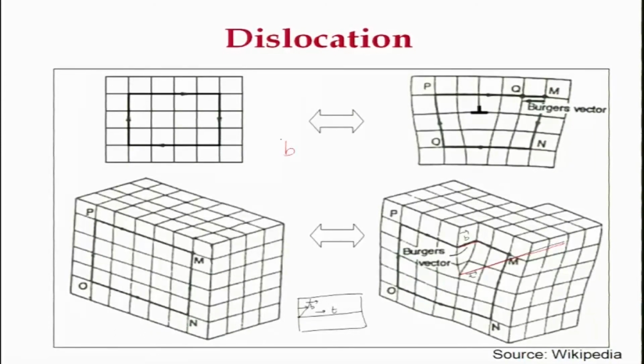In the side view, B appears perpendicular to T because T is perpendicular to the board. This is T, this is B. If you look at the top view, this is T and this is an extra step B. Here B is parallel to T. And these are the two kinds of dislocations present in materials, but in real life they do not exist in pure form.